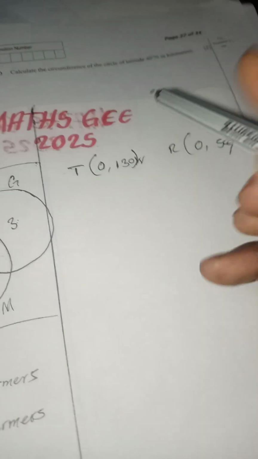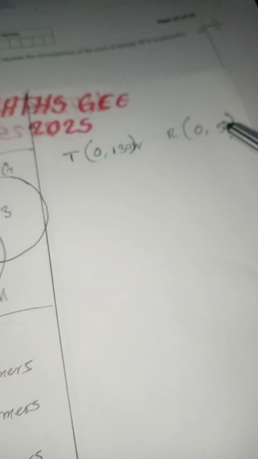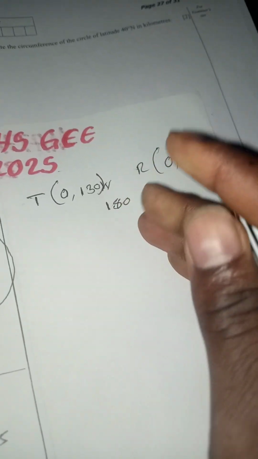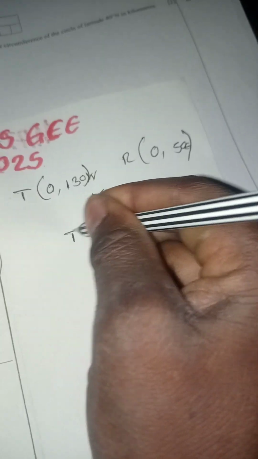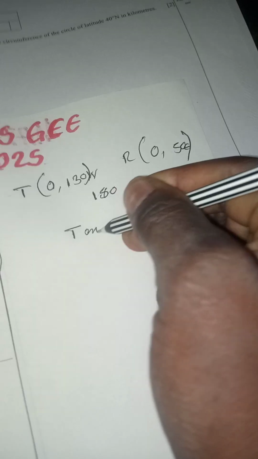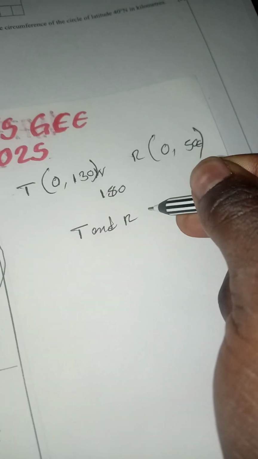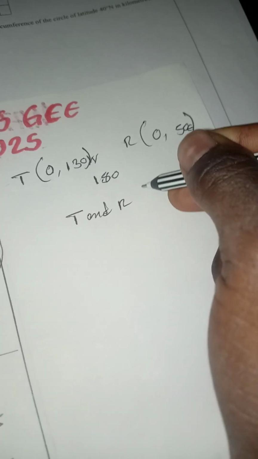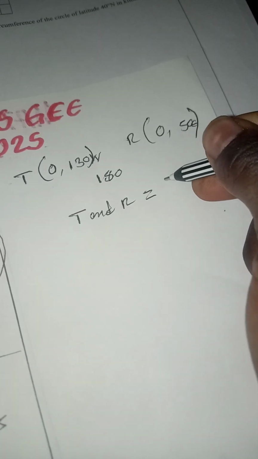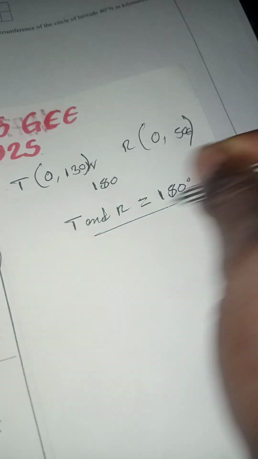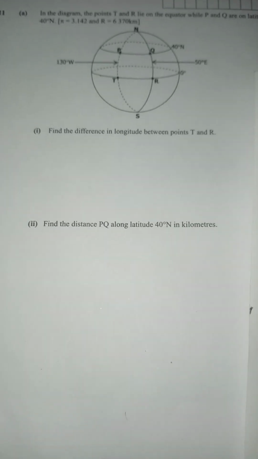Now, if you add this 130 plus 50, it's going to give you 180. So we are saying that T and R have a difference in longitude, which is equal to 180 degrees. It means we have solved number 1.